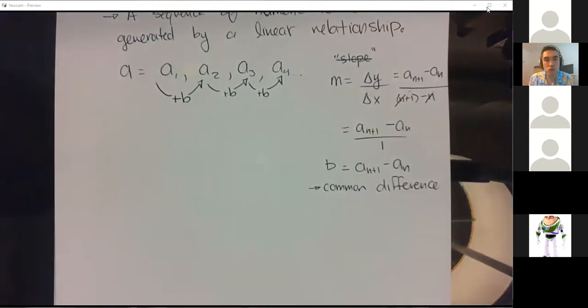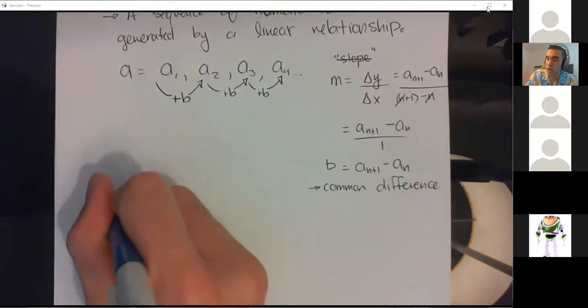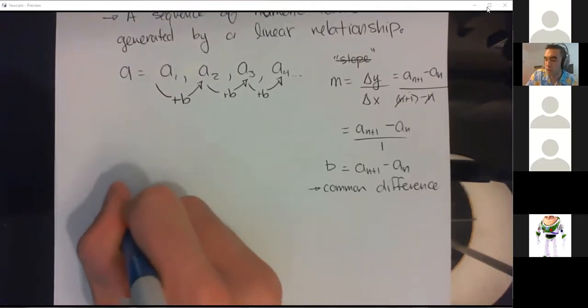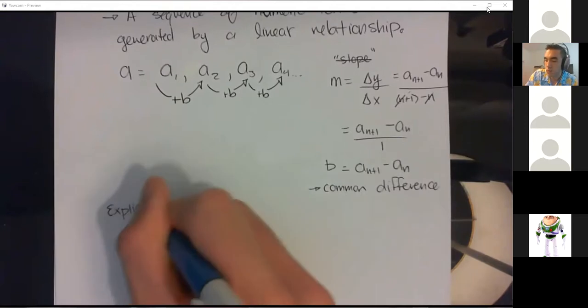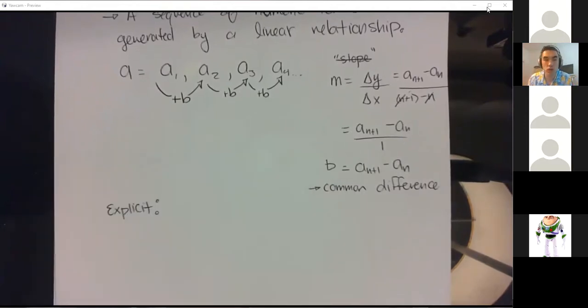And so when it comes to writing this type of arithmetic sequence, we have two options, same as our options before. We could write this out as an explicit arithmetic sequence, or we can write it as a recursive arithmetic sequence. When we write it as an explicit arithmetic sequence, like I said, this is growing linearly, so it's going to have the appearance of a linear equation.